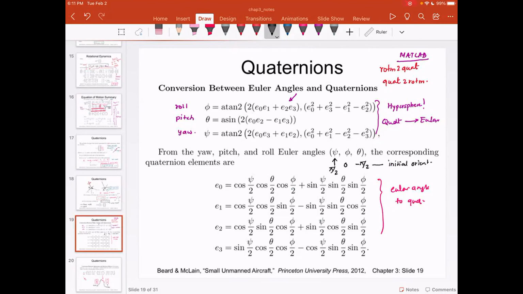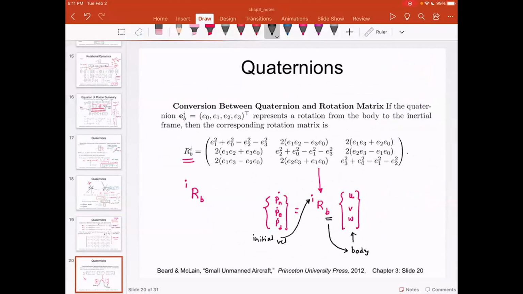Before you do anything, step one is to get these values of psi, phi, and theta and find out these values E0, E1, E2, and E3. You can use the expression that is given here, or you can just use the Matlab command that will give you the quaternion. The next step is looking at the representation of the rotation matrix.